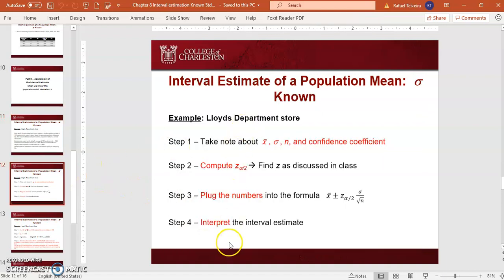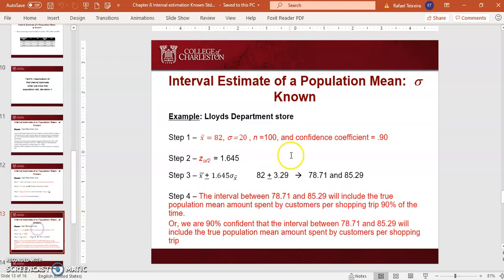Okay, so these are the steps I propose to organize the process. First step is take notes about the information given in the problem that you're going to be using. Step number 2, compute the z-score, alpha level divided by 2, and you have a video showing you how to do that. Step 3, plug the numbers into the formula, and interpret the interval estimate.